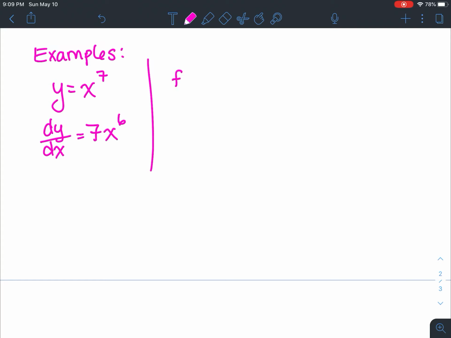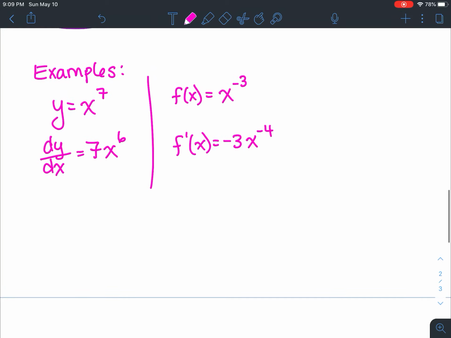Another example, say we had f of x equals x to the power of negative 3. Now this is a weird one because we wouldn't really leave negative exponents like that. We would take care of that, but for now, I'm just going to show you what that would look like. So we bring the negative 3 out front, and then we subtract 1 from negative 3. So negative 3 minus 1 would be negative 4. But just FYI, you know how in grade 11 you learned, don't leave a negative exponent. So how you could write this is negative 3 over x to the power of 4. Remember, you can always write a negative exponent as a reciprocal.